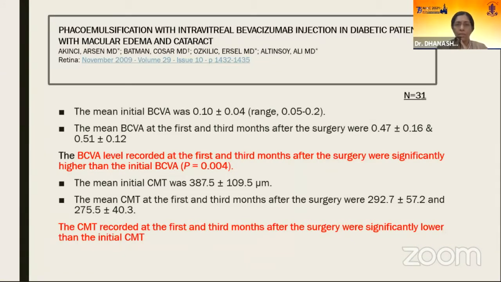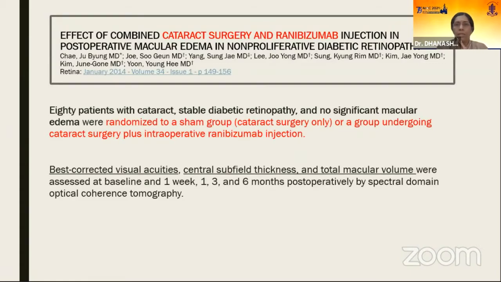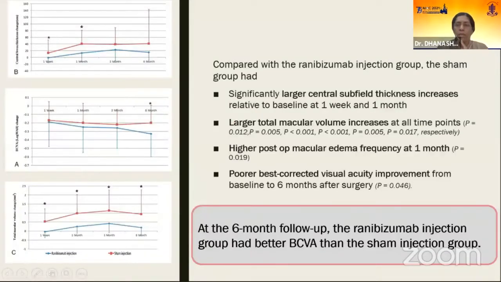This is another study, real world evidence, where patients who received anti-VEGF at the same time as cataract surgery maintained the BCVA at the first and third month, and the CFT was less at both the first and third month. This is another randomized prospective study with 2 groups: a sham group with cataract surgery alone and another with intraoperative ranibizumab injection. Patients who had only cataract surgery had higher macular edema thickness, higher macular volume at 1 month, and poor best corrected visual acuity. They concluded that at 6-month follow-up, patients who had ranibizumab injection had better visual acuity than the sham injection group.